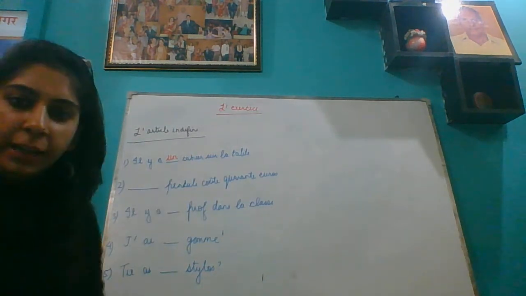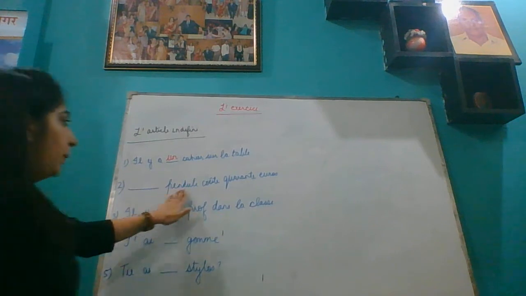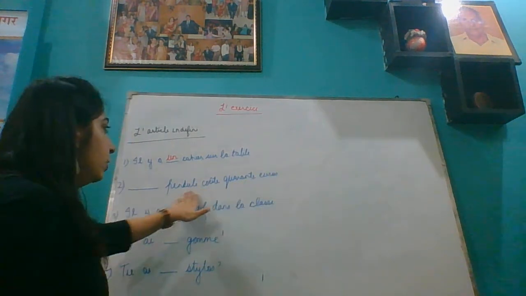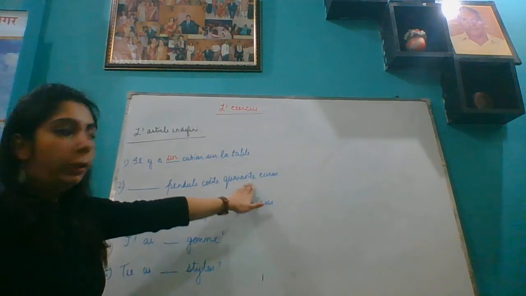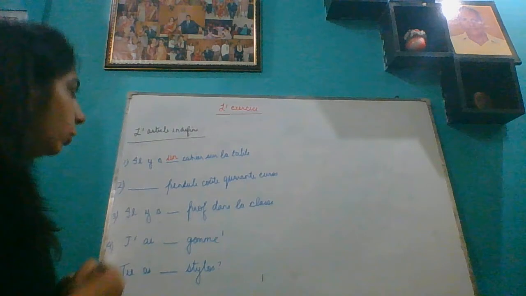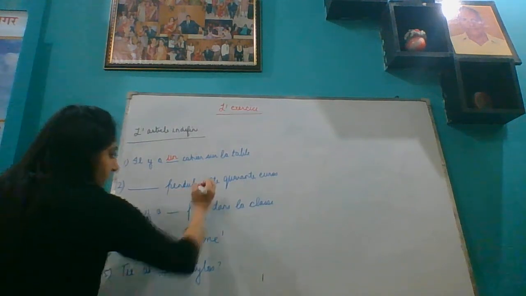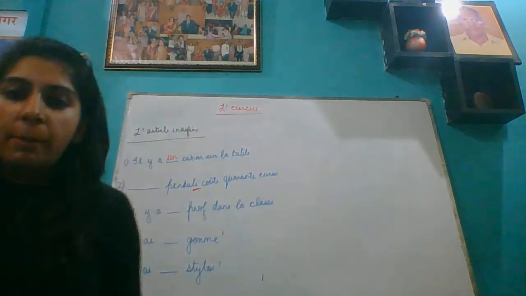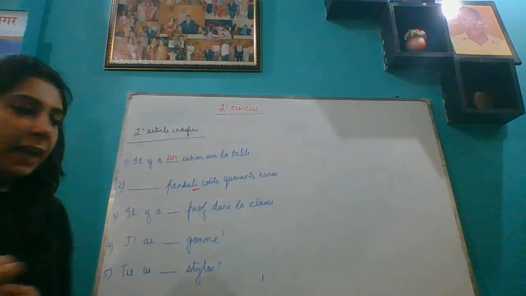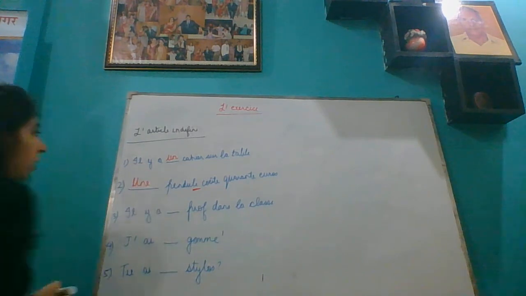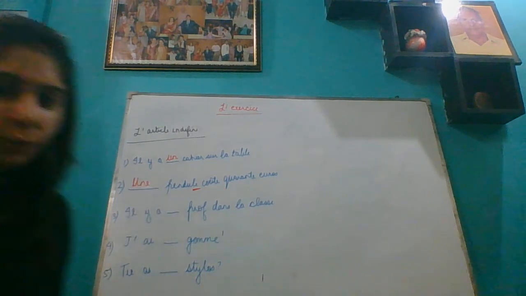Moving on to the next. Dash pendule coûte 40 euros. The pendulum costs 40 euros. So if you see, this pendule is ending with E. I told you, whenever the noun is ending with E, in most cases it would be feminine. So we will be using an article with the feminine one. Une pendule coûte 40 euros.